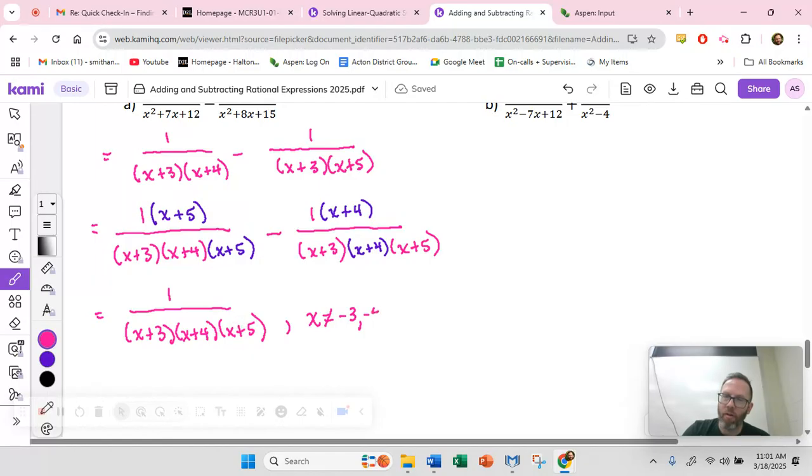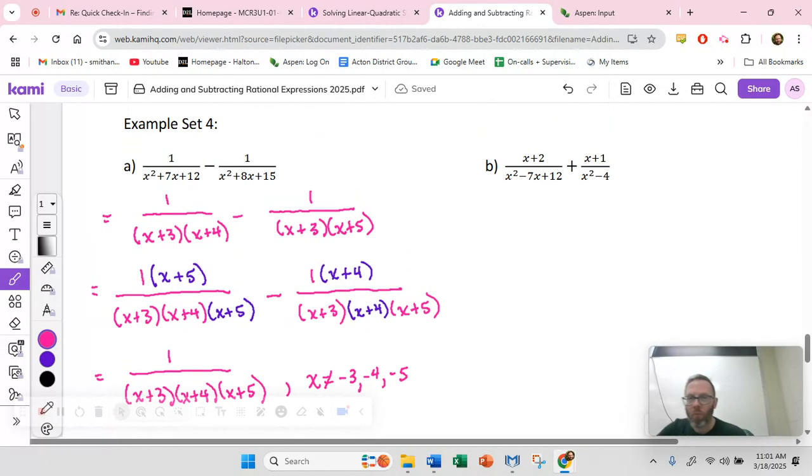Of course, we state restrictions. We can't have x being -3, -4, or -5. That would make one of those brackets 0 on the bottom, and we can't divide by 0. I'm not trying to, well, I am trying to pump your tires. I believe everybody can do this. It's factoring, which is grade 10 stuff. We've been reviewing it. It's using our adding, subtracting fraction skills of getting a common denominator. And then it's just collecting like terms, which is grade 9 stuff. Everything is in one question. We can do it. Can you guys try B?